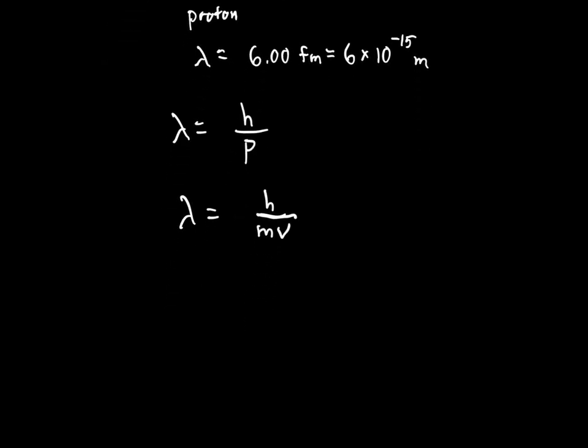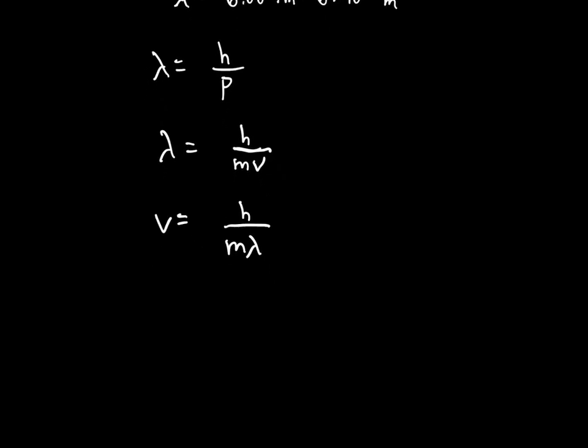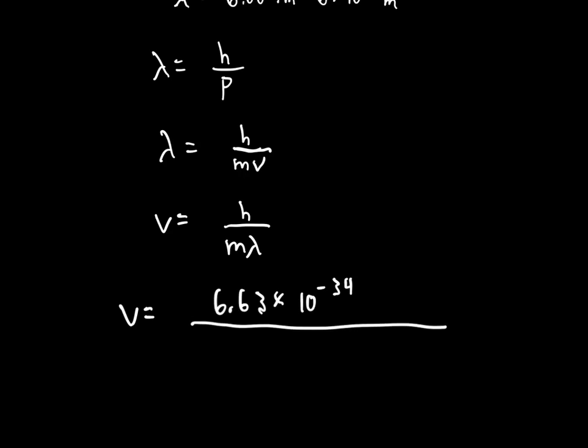So I can solve this for v, move my v over to the left, move my lambda over to the right: v equals h over m times lambda. That'll give me the velocity I need to get the wavelength I'm looking for. So the velocity here is going to be equal to h. h is Planck's constant, 6.63 times 10 to the negative 34, all divided by the mass.